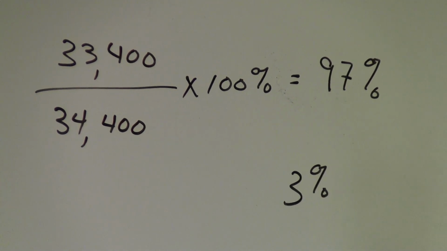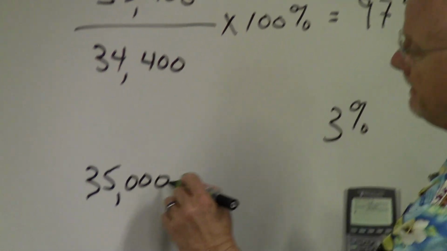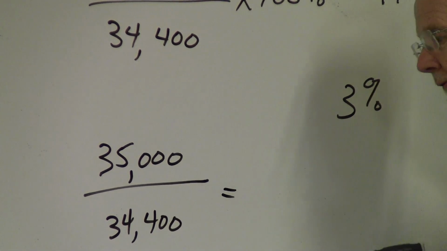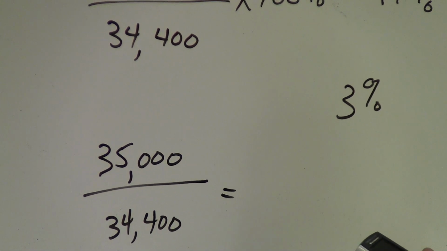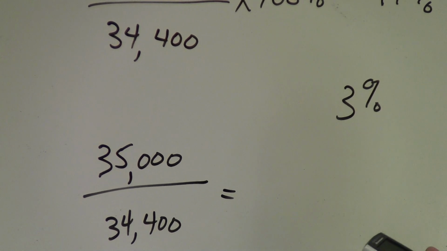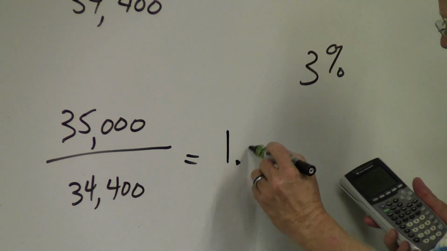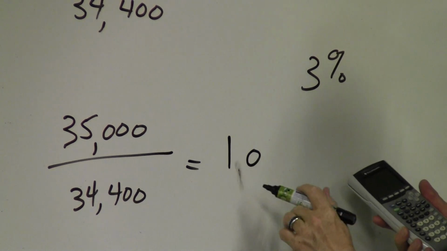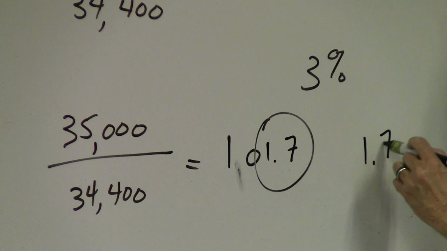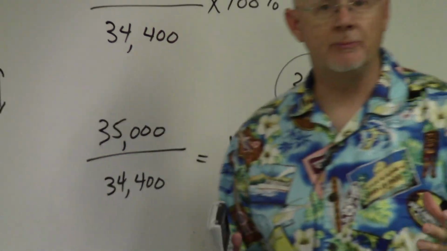And don't worry if you went too high. I mean, let's say your number was 35,000 even. Because the perfect number would be this 34,400. So if I got that, 35,000, divided by 34,400 means when I multiply by 100, I get 101.7. And again, that means I'm off by 1.7%. So it's just how far are you away from 100%?